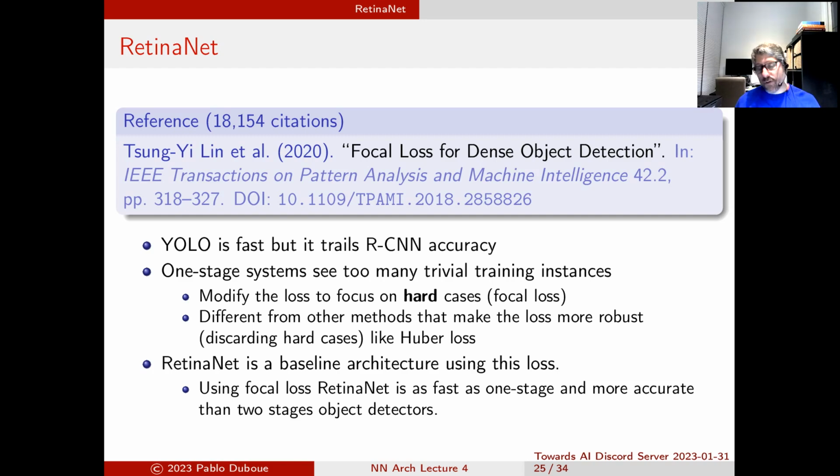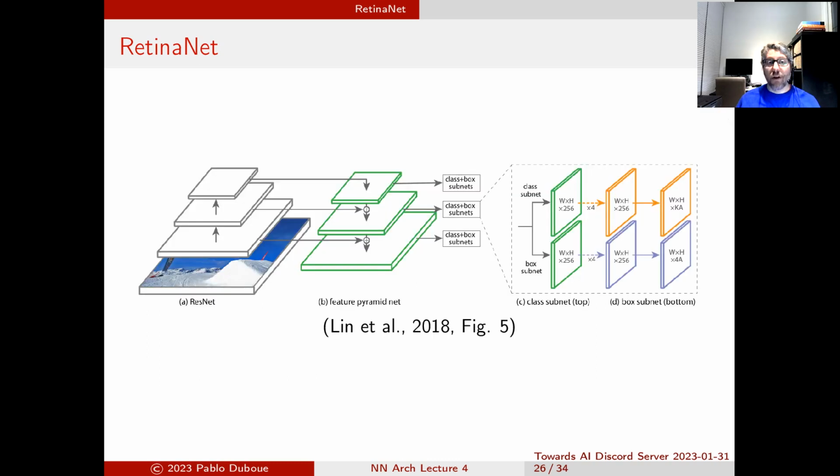Modifications of the loss for different purposes is a common technique. This is really the opposite of techniques that try to make the loss more robust, discarding hard cases like the Huber loss. And they present RetinaNet as a baseline architecture using this loss. The interesting thing is that RetinaNet is as fast as one-stage detectors, but even more accurate than two-stage object detectors. So you get the best of both worlds.